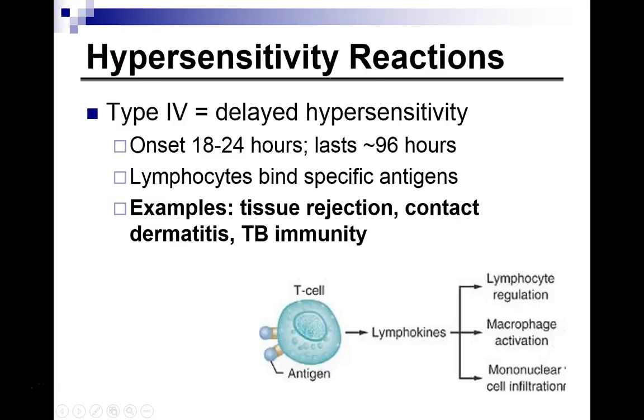Finally, we have a type 4 reaction, also called a delayed hypersensitivity reaction. This has an onset, as you might expect, of not minutes, but hours, usually 18 to 24 hours, and can last for up to 4 days. In these reactions, lymphocytes bind to specific antigens, and examples of these would include tissue rejection, contact dermatitis, or tuberculosis immunity.